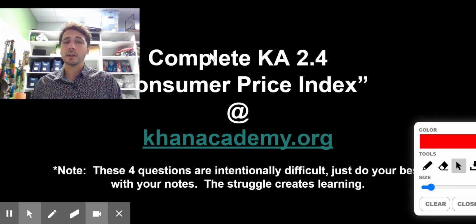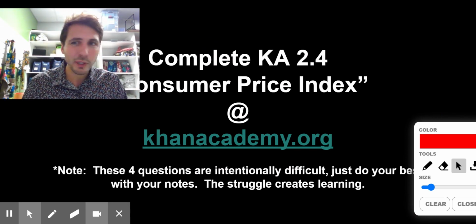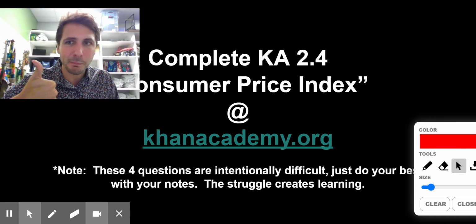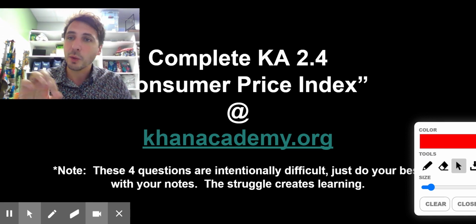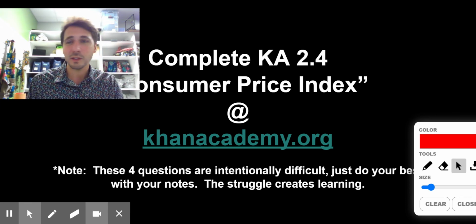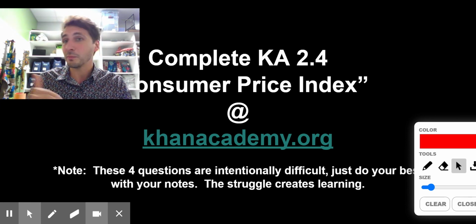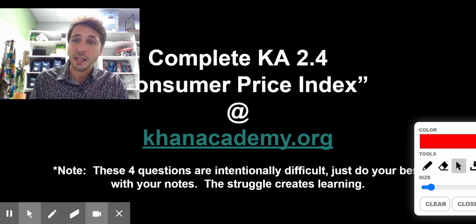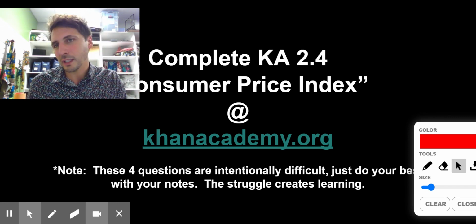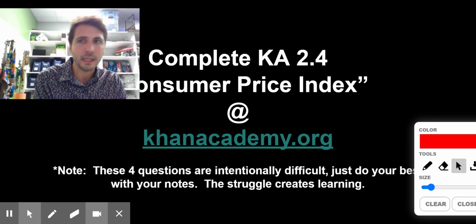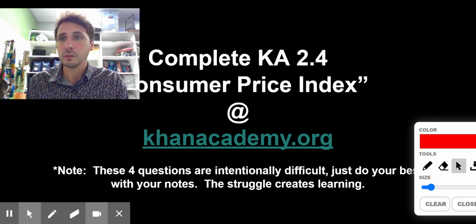That's it. Khan Academy 2.4, make sure you have those equations in front of you: the market basket in order to calculate CPI, inflation, and then going from nominal wages to real wages using both nominal income divided by CPI in hundreds to get that real income, and percent change in nominal income minus inflation rate to get your real change in income, or percent change in income.